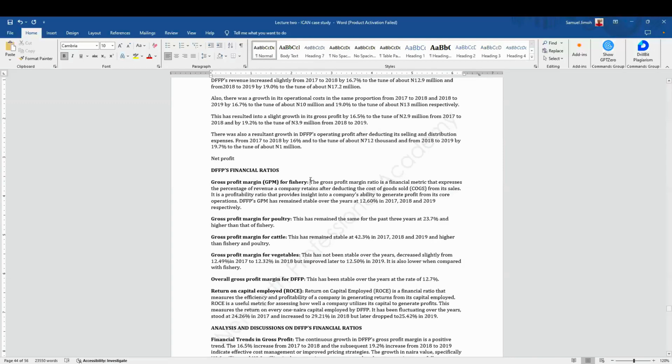The first thing is to define the ratio. You define the ratio, right? The gross profit margin ratio is a financial measure that expresses the percentage of revenue a company retains after deducting the cost of goods sold from its sales. Okay, it is a profitability ratio that provides insight into a company's ability to generate profit from its core operation. So after doing that, then you bring in the figures that you have computed.